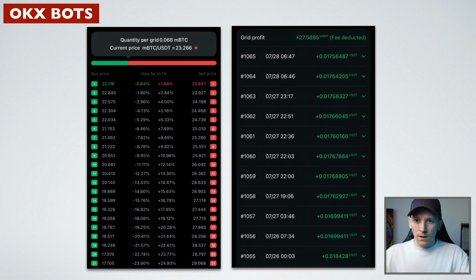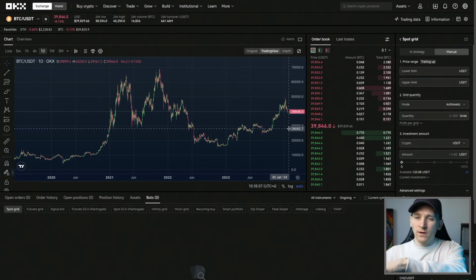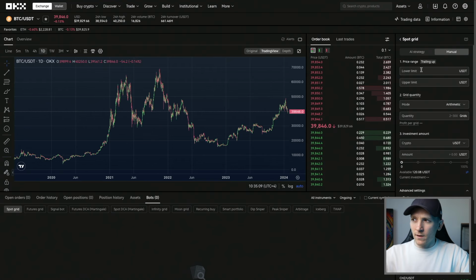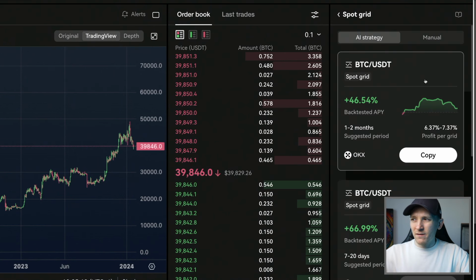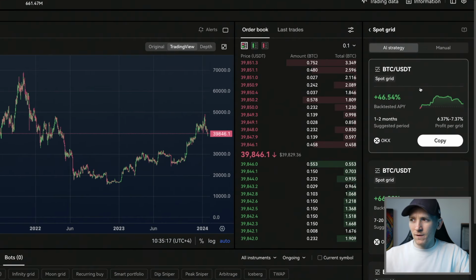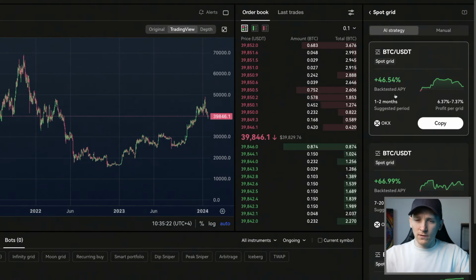So if we go to OKX spot grid right here, we can press create, takes us through to the trading page, and it's on the right hand side. Now, the first thing we can do is press AI strategy. Now, this isn't really AI, but it's just the system that has back tested some specific strategies, and it's found the best way to make the most profits.